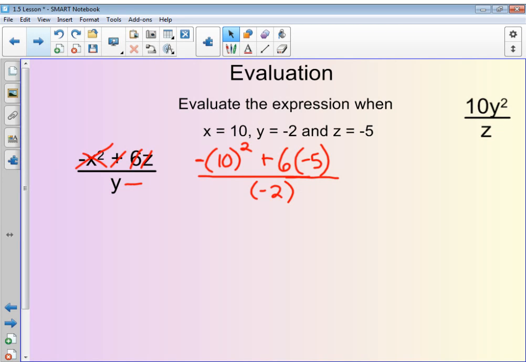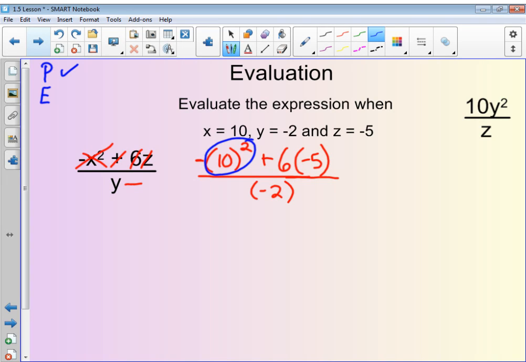Okay, so if I look at this, PEMDAS, do I have any parentheses? No. All of my parentheses in this problem are identifying integers, so that's done. Exponents or roots, do I have any? Yes, I do, right here. So we're going to simplify that. So 10 squared is 100. Now I can't forget about this negative sign that's on the outside. So now I have negative 100 there.